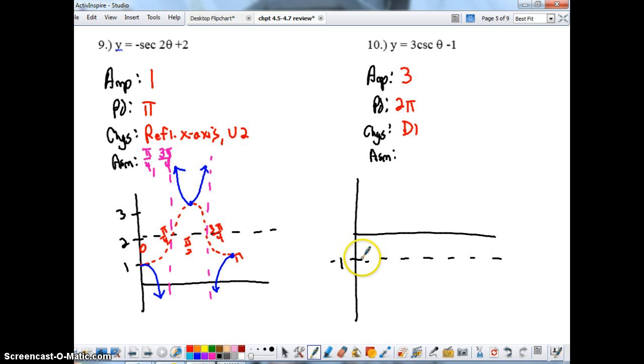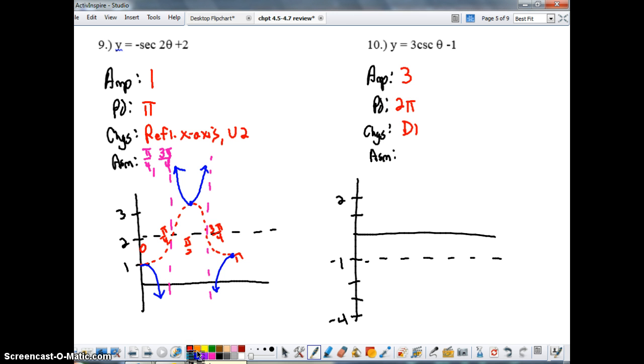Amplitude is 3. So from there, now I go up 3. So up to 0, 1, 2. So again, negative 1 plus 3 is 2. Down 3 is going to put me down at negative 4. Negative 1 minus 3 is negative 4. So that takes care of the down one and the amplitude.